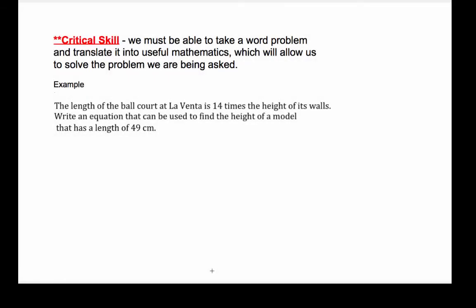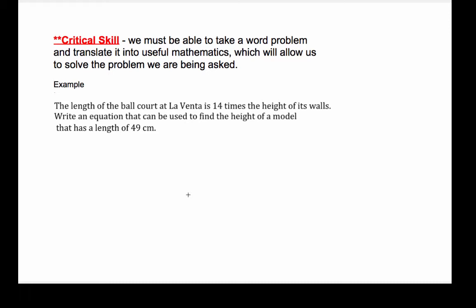Here's a critical skill that we have to have moving forward. We must be able to take a word problem and translate it into useful mathematics. I mentioned this back in the very first lesson of Algebra 1. This is going to allow us to solve the problem we're being asked. So here's an example. The length of the ball court at La Venta is 14 times the height of its walls. Write an equation that can be used to find the height of a model that has a length of 49 centimeters. So we have this court. They're building a model of the court. We need to write an equation that allows us to find the height of the model. So basically we have to translate all of this into an equation that we can use.